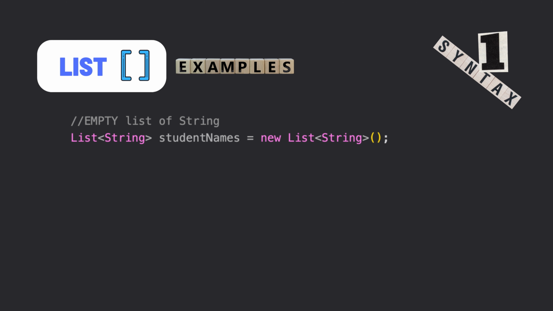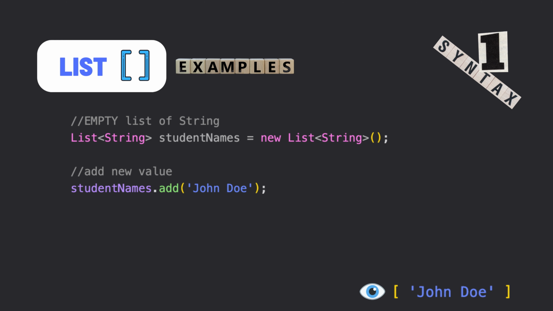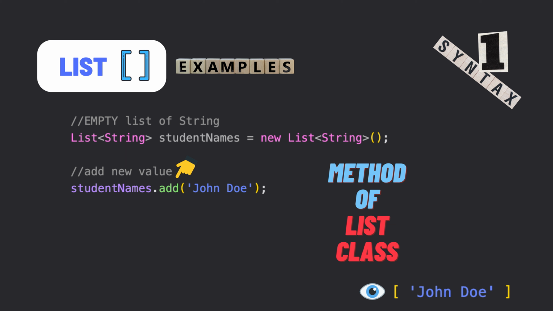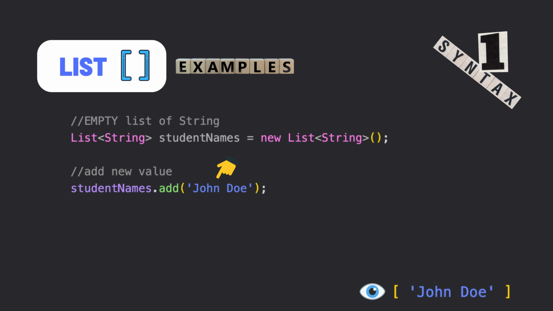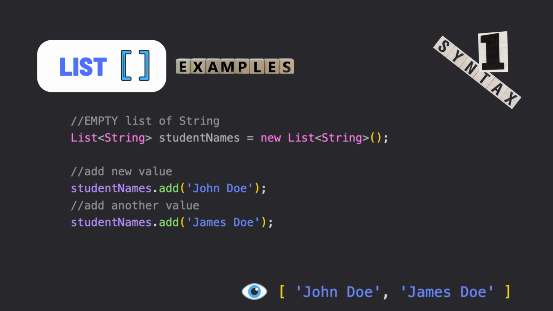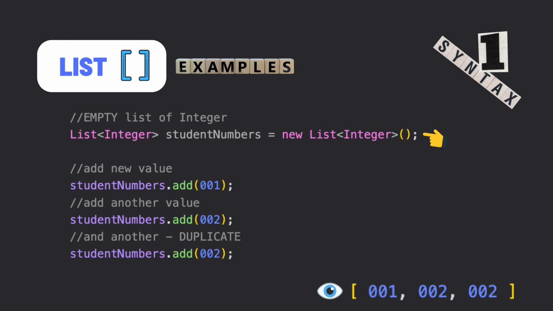For example, here's an empty list of string with the variable name studentNames. To add a value, we use the variable name followed by the add method and pass in the value as the parameter. This is what our current visual looks like. Let's add one more student name to our list. Here's a similar example with a list of integer data type. In this scenario, we have added a duplicate value. However, the list does not care about the duplicates and our value persists within the list of elements.